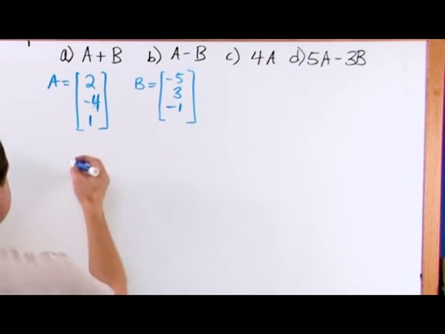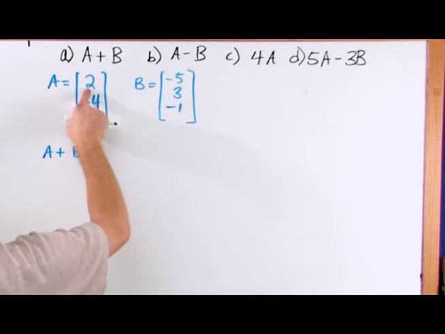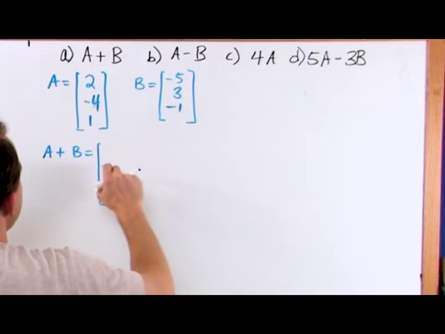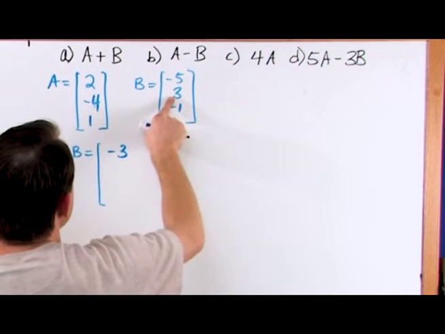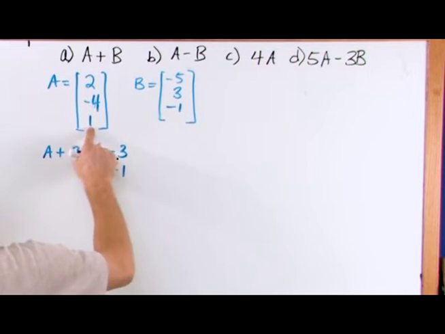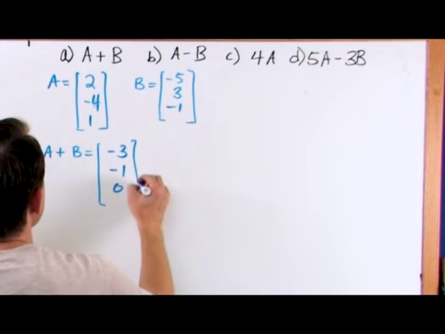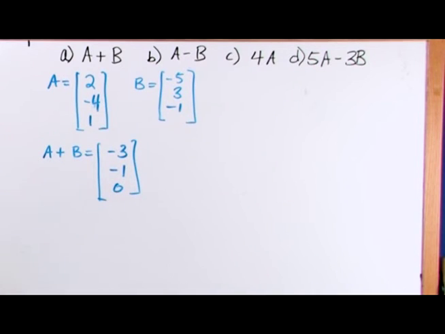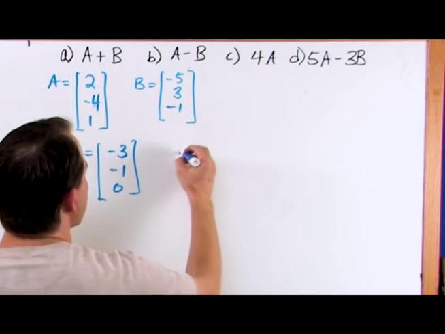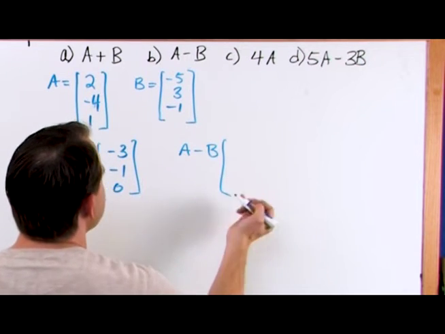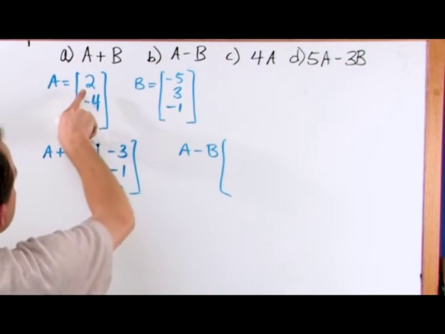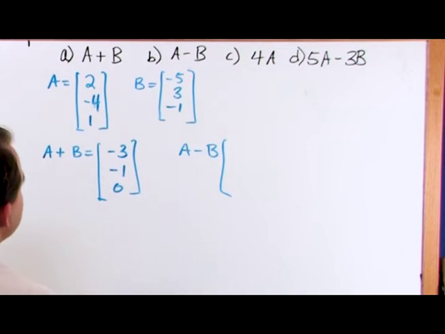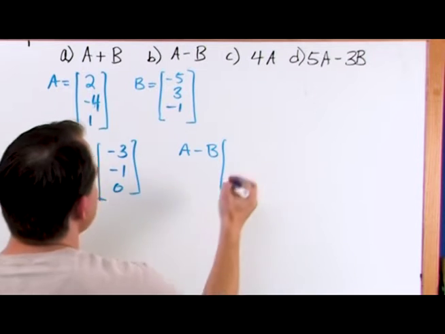So if you were going to do that, you would say a plus b is equal to, you would go element by element. 2 plus the negative 5, I think you can convince yourself, is negative 3. Negative 4 plus the 3 is going to be negative 1. 1 plus the negative 1 is going to be 0. So that's the answer to that matrix right there. Negative 3, negative 1, 0. And if you were going to go a minus b, same thing, element by element. 2 minus negative 5 is the same as 2 plus 5. You add the opposite, so 2 plus 5 is going to give you 7.